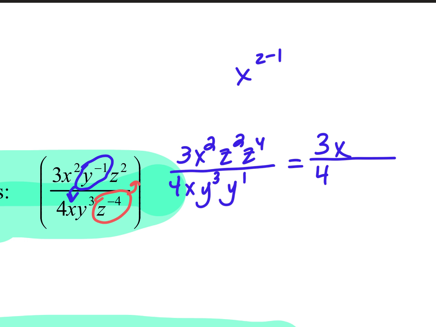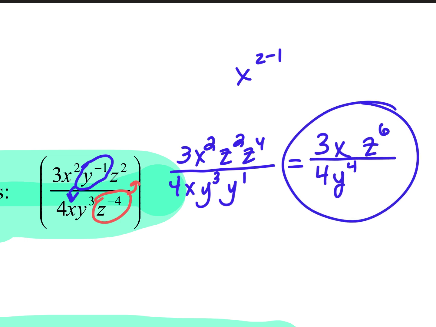Good. Then I'm going to go in alphabetical order. I have my y's. I have 2 y's on the bottom that I'm multiplying. If I'm multiplying same bases, I rewrite the base and do what to the exponents? Add. 3 plus 1 is perfect. And then I have z's. I have 2 z's that are on the top. One of them has an exponent of 2. One has an exponent of 4. When I multiply same base, I do what? Perfect. Good job, guys.